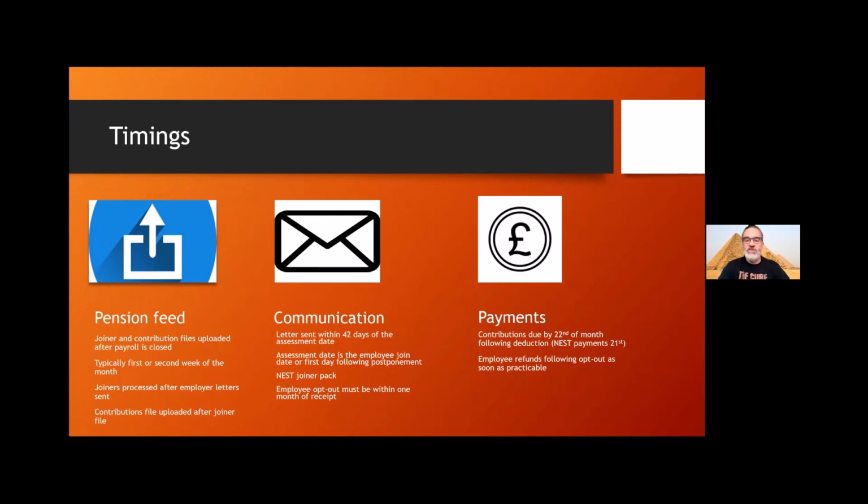When did the employee make the decision? When did they notify it to Nest? When did we download that instruction? Because we won't do it immediately before payday once we've opened the pay run and the rest. So there is a time in there.